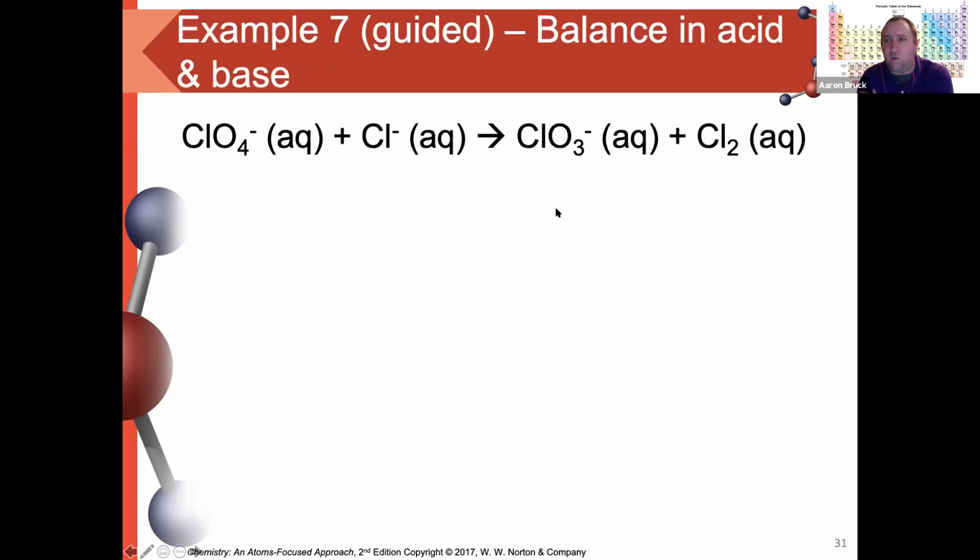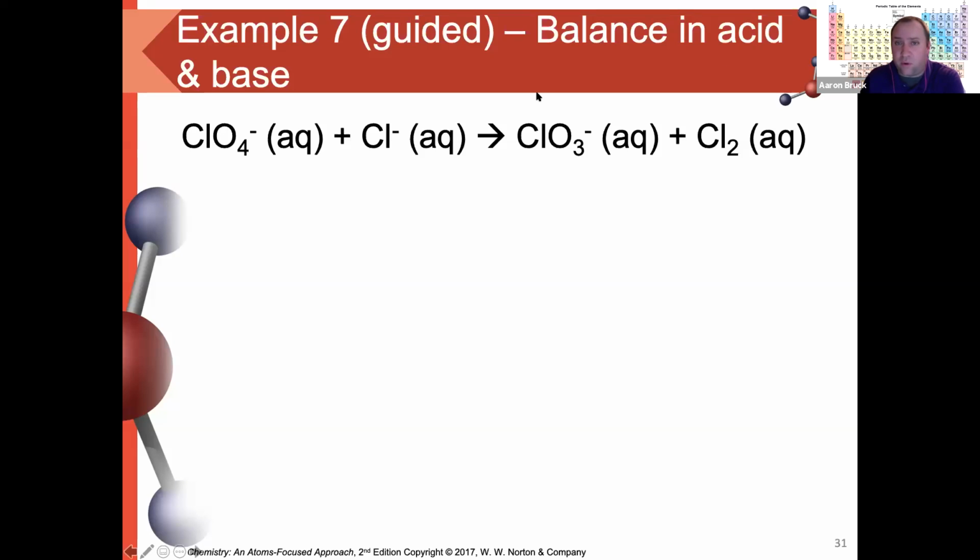All right, then let's go and look at another example here. In this example, we are given the oxidation of chloride by perchlorate ion. And we're asked to balance the equation in both acid and in base. Now, with the oxidation number method, this is actually pretty easy to do because the first few steps are identical, and it's only the last 2 steps that we have to change anything.